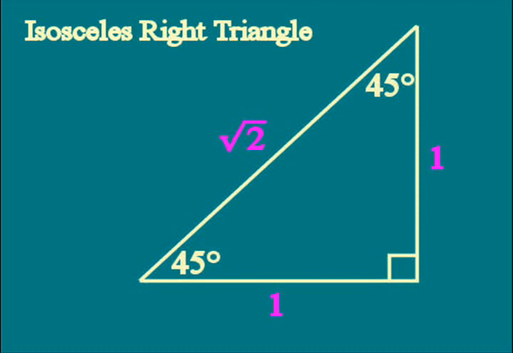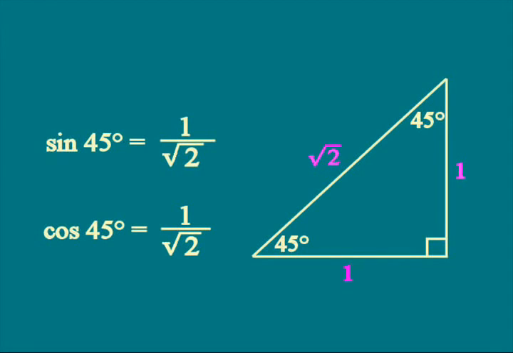Now we can calculate the sine and cosines of 45 degrees. Okay. Sine is opposite over hypotenuse. Doesn't matter which angle you look at, the opposite and the adjacent sides are both 1s. So opposite over hypotenuse, adjacent over hypotenuse, all come out equal to 1 over square root 2. So let's repeat that to ourselves. Sine of 45 degrees equals 1 over square root 2. Cosine of 45 degrees also equals 1 over square root 2.